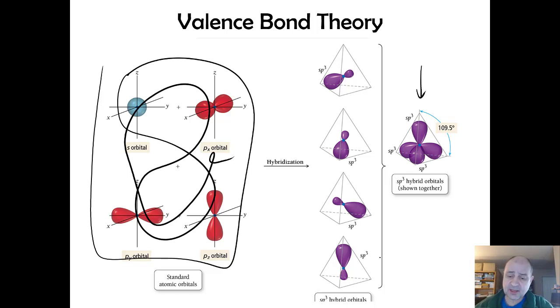And this is just looking at each of the lobes individually. So we have the bonding region here, and then we also have a little bit of a non-bonding region here that we don't usually look at or consider when we're looking at valence bond theory. But by singling them out, you can see those regions.